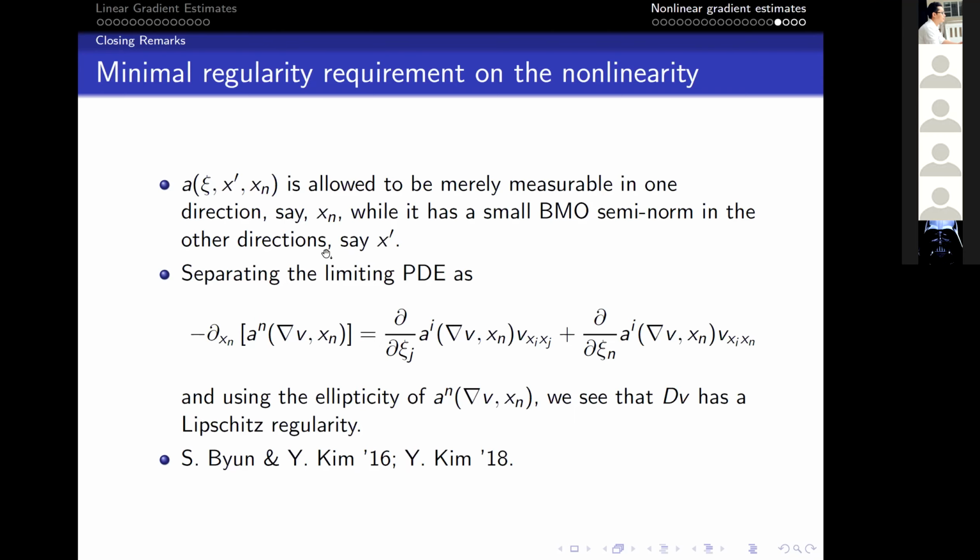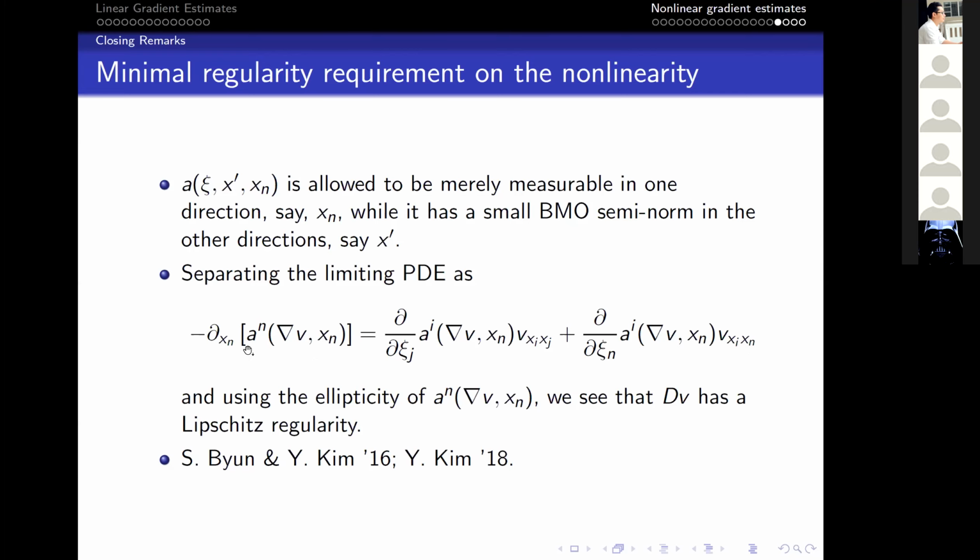Okay, then the idea is that for the linear problems, we are separating the limiting PDE in this way. This is a normal direction here. The other term is a tangential direction. As you see, this is a tangential and a tangential, and this is a tangential and the normal. So once we have this kind of separating PDE, then we can apply the two-component type estimate.